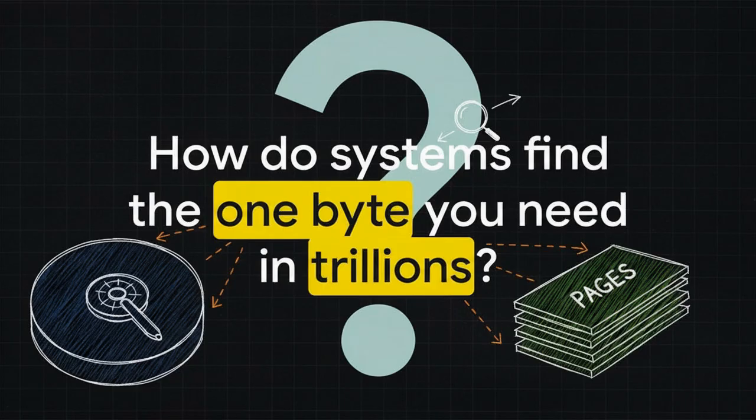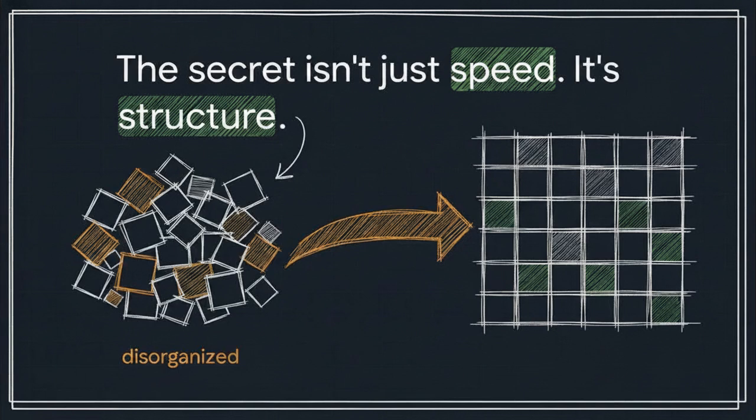So just think about it for a second. We are absolutely drowning in data, trillions upon trillions of bytes. So how on earth does any system manage to sift through all of that noise to find the one specific thing you're looking for, and do it instantly? Well, the secret isn't just about having faster hardware or more processing power. No, it's something way more clever. It all comes down to structure.